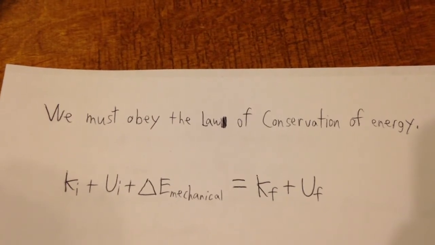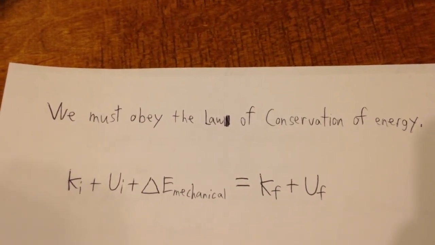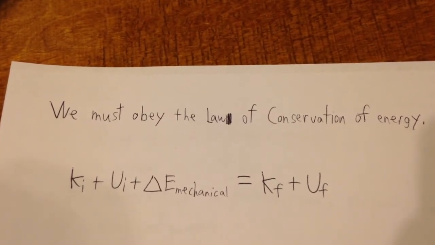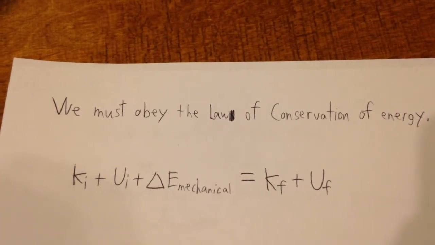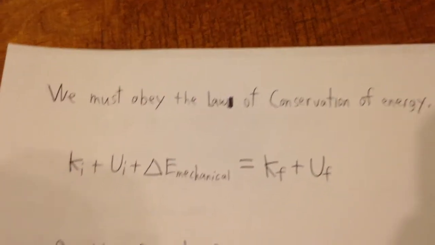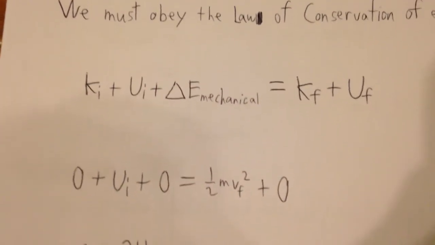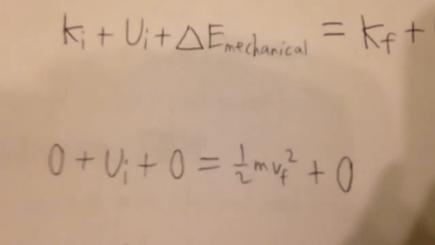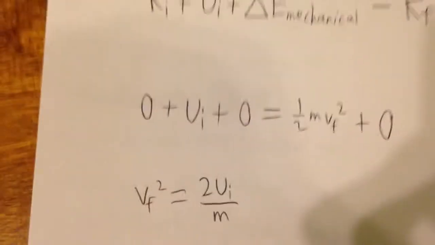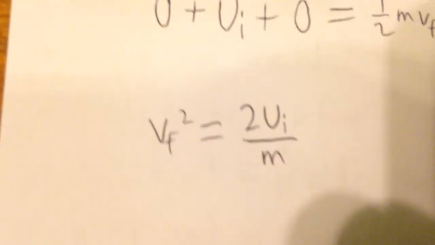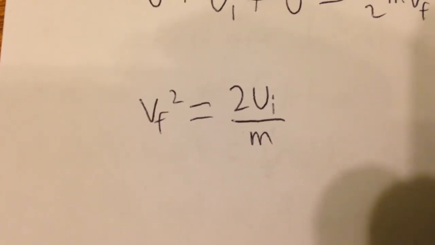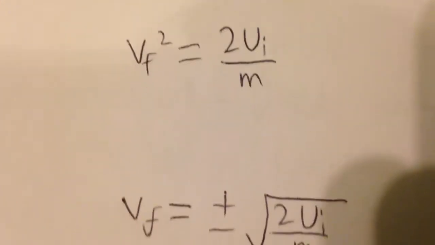We know the final kinetic energy is equal to 1/2 the mass times the final velocity of the particle squared, and that the final potential energy, since the particle is at the equilibrium point, is 0. We're trying to find the final velocity when x is equal to 0. So we rearrange the equation to solve for v. Final velocity squared is equal to 2 times the initial potential energy divided by the mass.